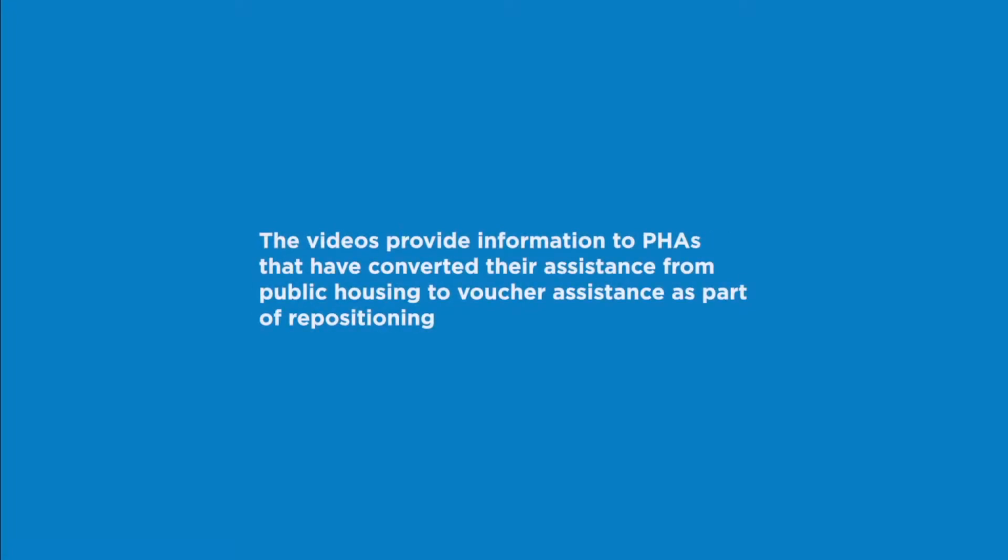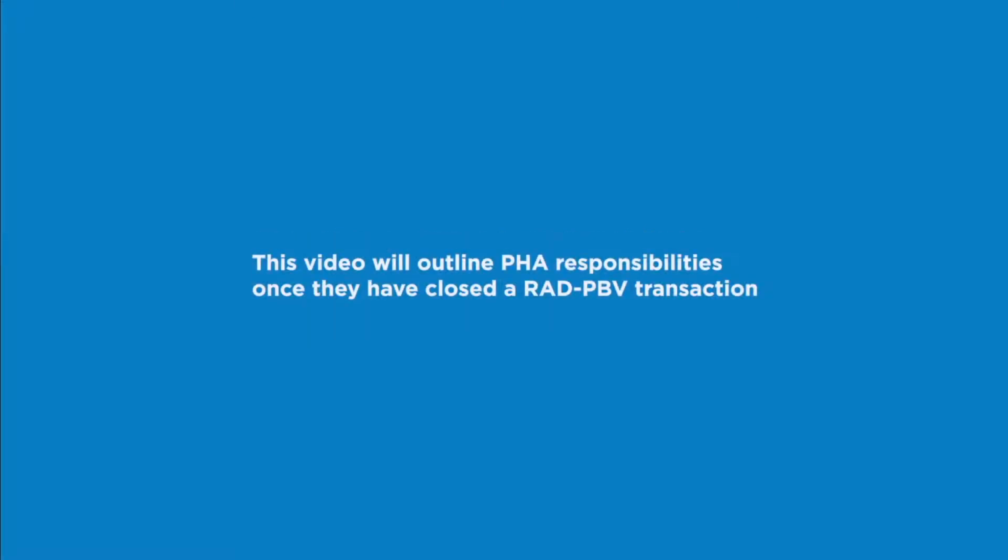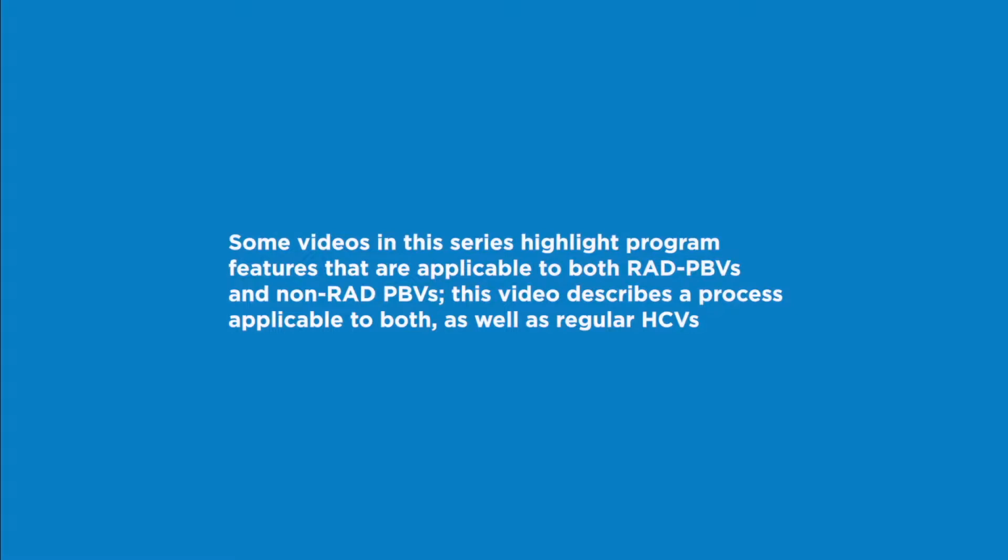The videos provide information to PHAs that have converted their assistance from public housing to voucher assistance as part of repositioning. This video will outline PHA responsibilities once they have closed a RAD PBV transaction. Some videos in this series highlight program features that are applicable to both RAD PBVs and non-RAD PBVs. This video describes a process applicable to both, as well as regular HCVs.